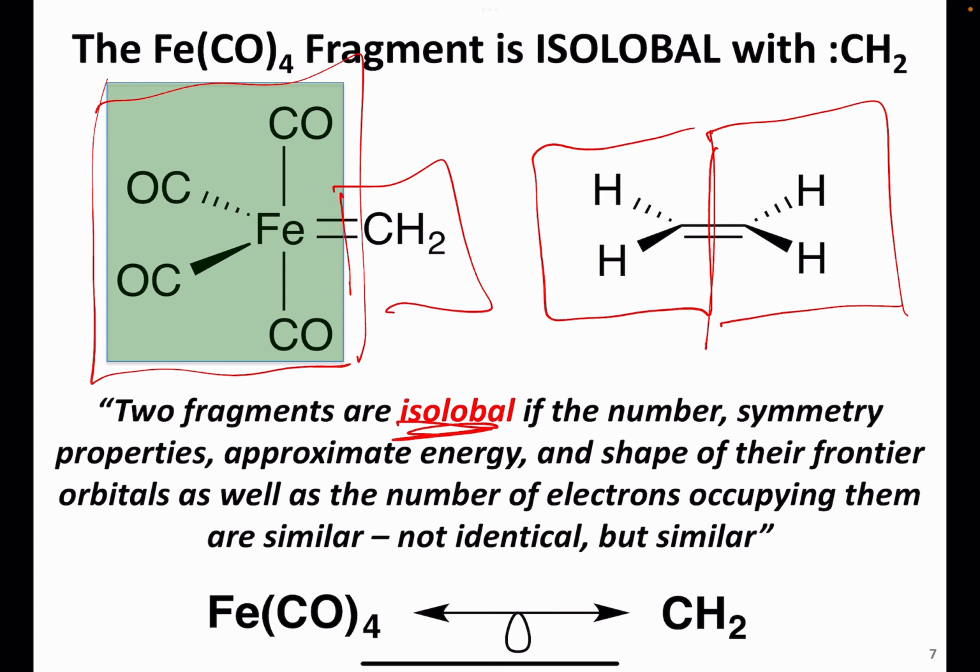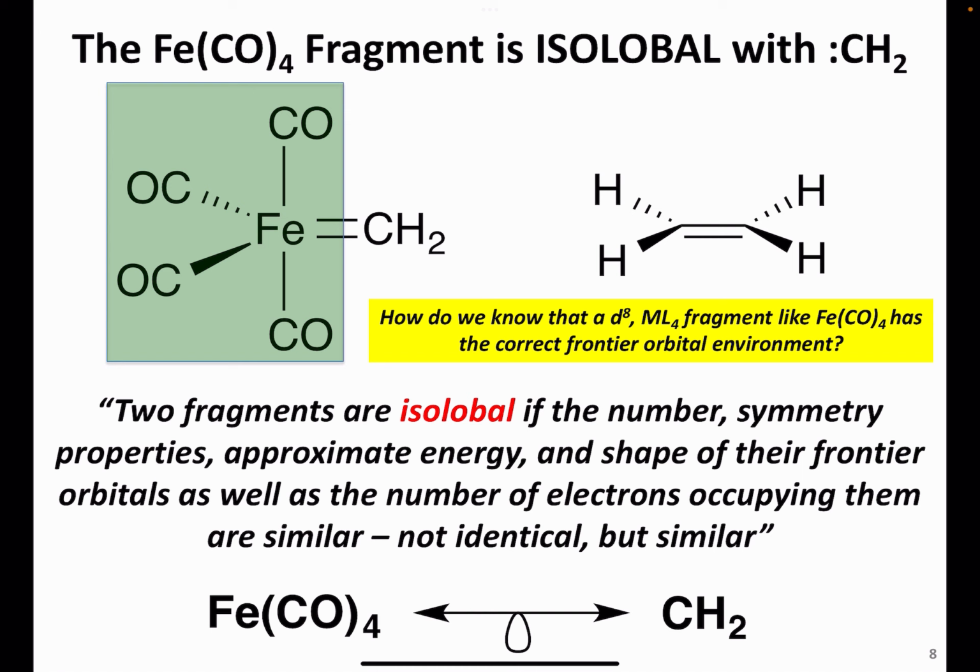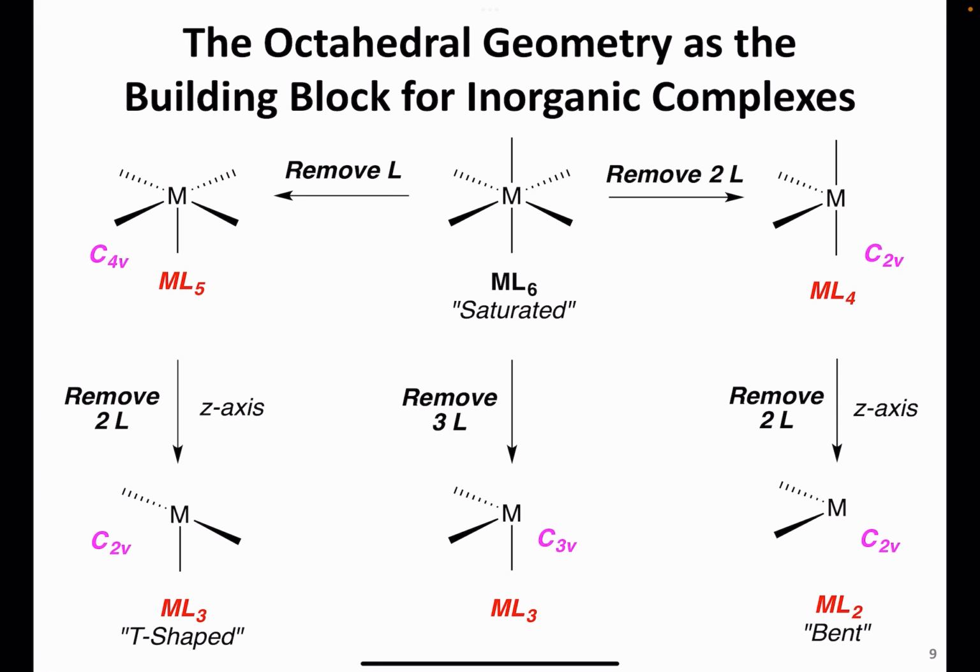Not identical, but similar. And so the real question is, well, how do we know then that a d8 ML4 fragment like iron tetracarbonyl has the correct frontier orbital environment? And so what we have to do is start with the building blocks of organometallic or inorganic chemistry, and that's the octahedral geometry.